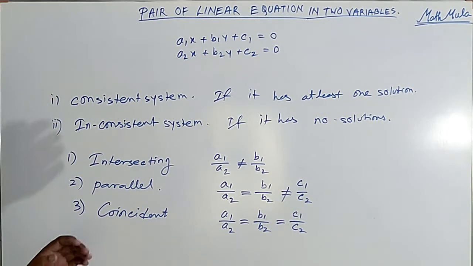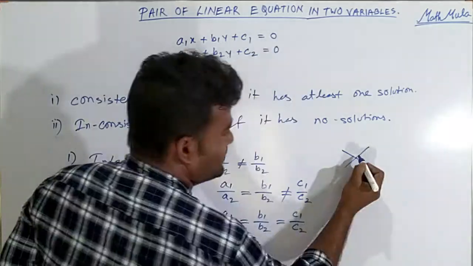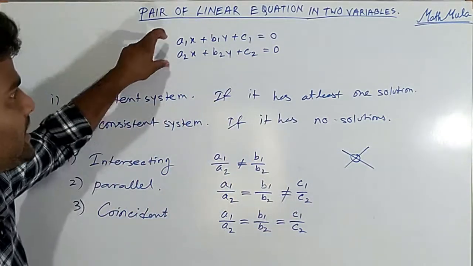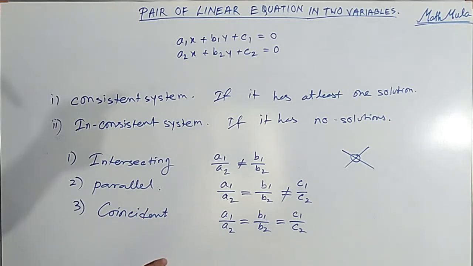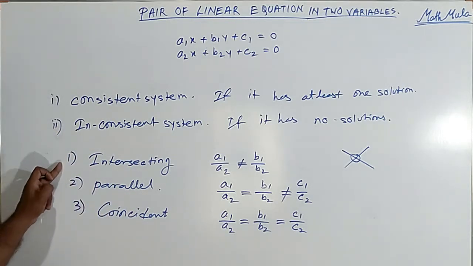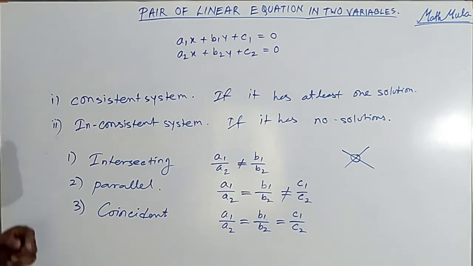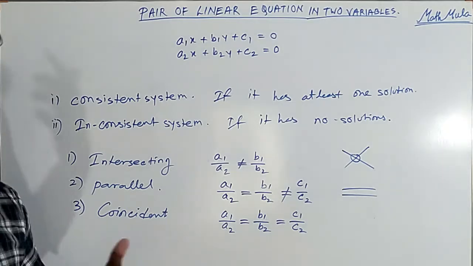Consistent system means it has at least one solution. That means when the lines intersect like this, the intersecting point is a solution of these equations. The lines intersect each other exactly at one point. That means there is a unique solution when the lines are intersecting. Now, when the lines are parallel, like this, there is no intersection point. That means there is no solution.